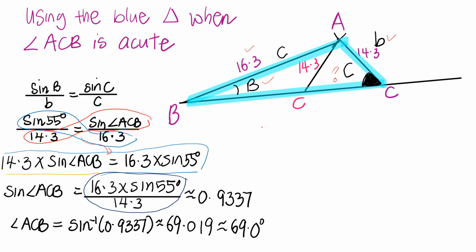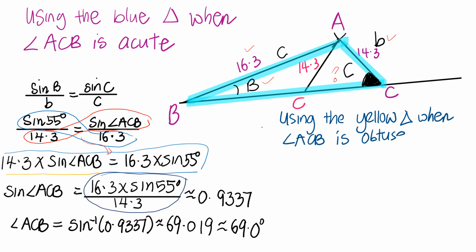All right, so this is how we solve the question when the angle ACB is acute. So what happens if the angle ACB is an obtuse angle? Let's look at it. What we're going to do instead is use the yellow triangle, the yellow colored one. That will be the triangle we'll be focusing on, and that will be the angle we're looking for, right?